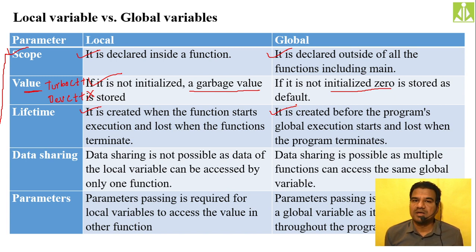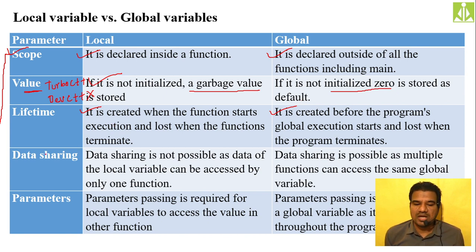even before the execution of your program. As we said, execution of the program will start from the main function, but global variables we are declaring outside of the main function as well. So global variables will be created even before the execution of your program starts, and lost when the program terminates. That means global variables' scope is not limited; it is throughout the program. They will be available as long as your program is under execution.